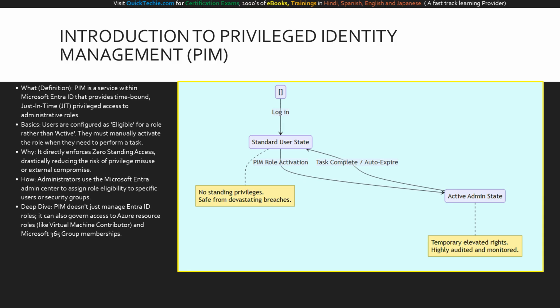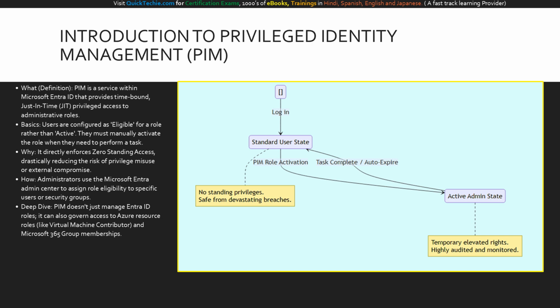Now that we understand the goal, let's introduce the tool that makes it possible: Privileged Identity Management, or PIM. PIM is a premium security service housed within Microsoft Entra ID. Its primary function is to provide just-in-time, or JIT, access to sensitive roles. How does this work in practice? Instead of making an IT engineer an active administrator, you configure them as eligible for the role.